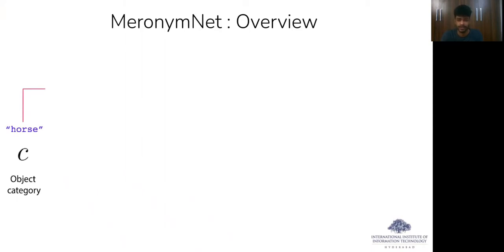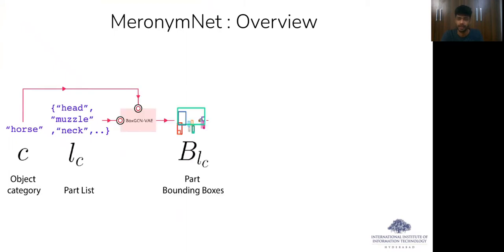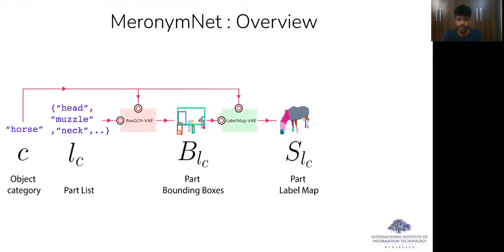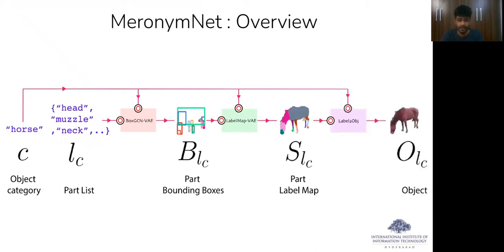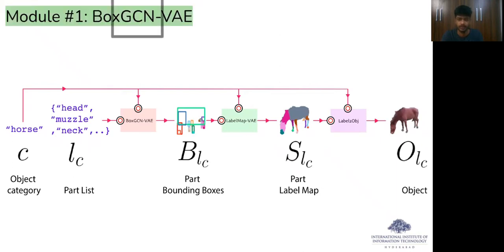Given an object category and an associated list of its parts, the first module stochastically generates part layout in terms of bounding boxes. The generated part layouts and category attributes are consumed by the second module to generate a dense part-based label map. Guided by the category label, a final module translates this label map to finally generate the RGB object.